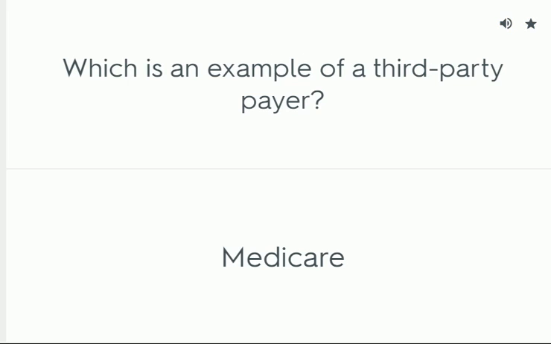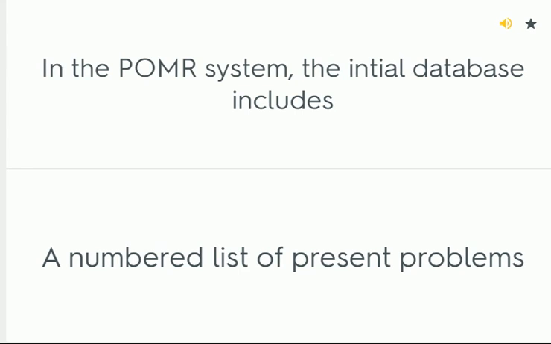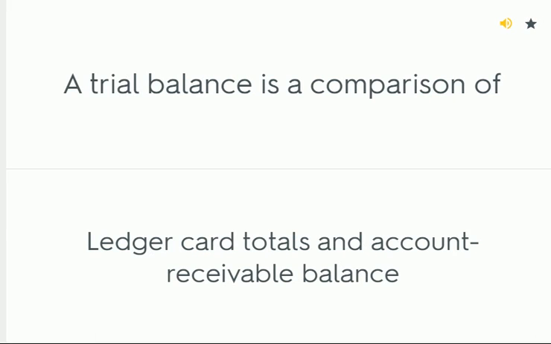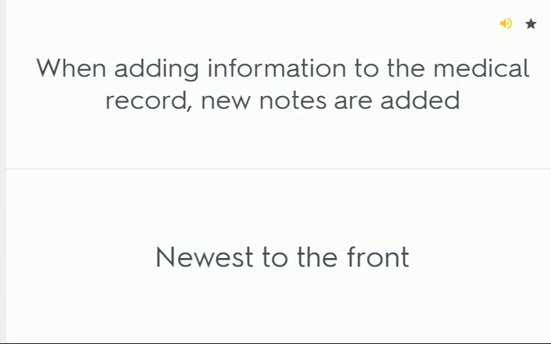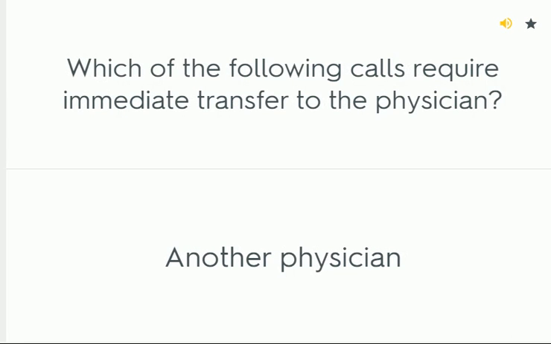Which is an example of a third-party payer? Medicare. In the Problem-Oriented Medical Record system, the initial database includes a numbered list of present problems. A trial balance is a comparison of ledger card totals and accounts receivable balance. When adding information to the medical record, new notes are added newest to the front.